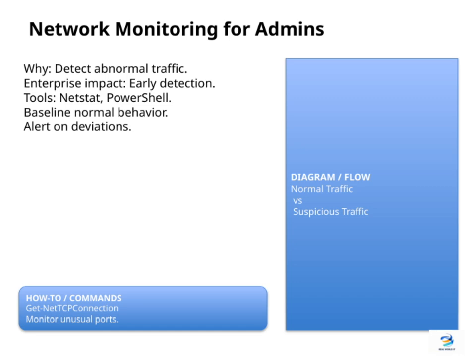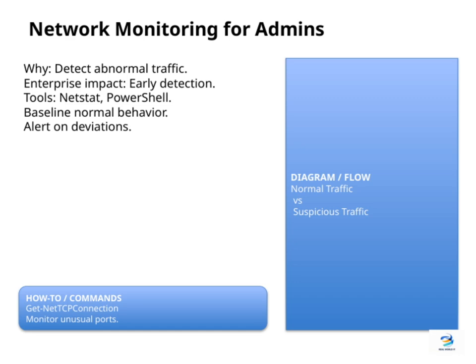Why do we do this? Because detecting abnormal traffic early helps us prevent potential security incidents. The earlier we identify something suspicious, the better our chances of containing and mitigating any threats. In an enterprise environment, this kind of early detection can make a significant difference. It helps us maintain the integrity of our network and protect sensitive data.